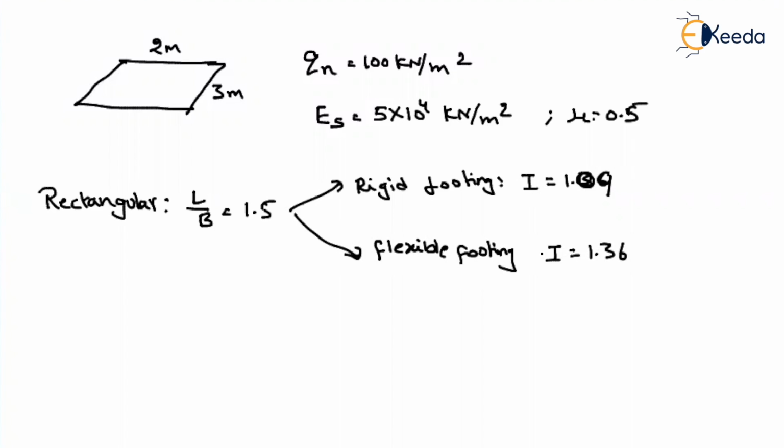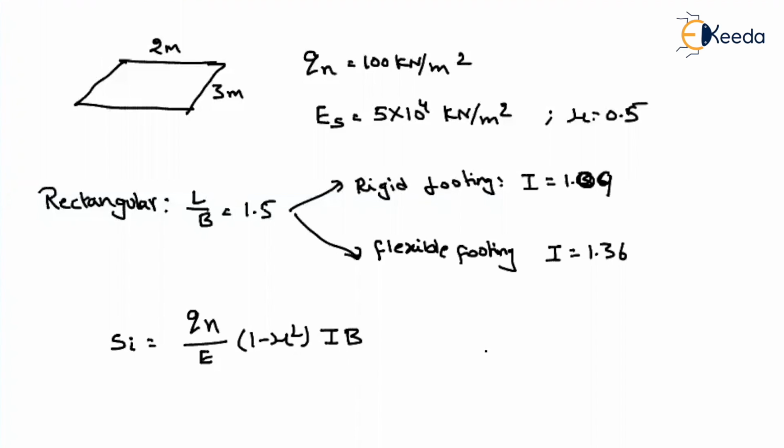So here we have to find out the immediate settlement or elastic settlement. What is the formula? It is Qn divided by E into 1 minus mu square into I into B, isn't it? Now Qn is given, E is given, mu is given, I is also given.